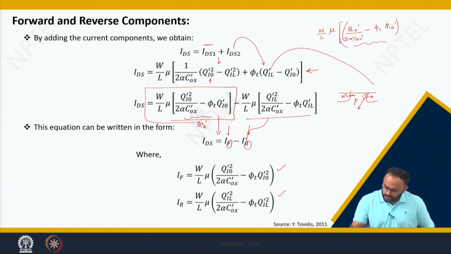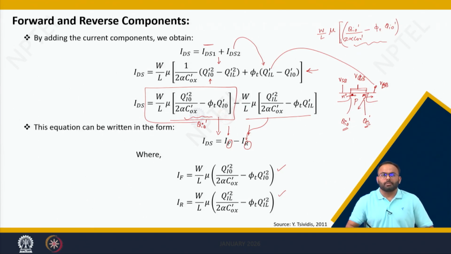Now let us consider you have applied VGB and there is a sufficient amount of Qi dash 0 and Qi L available. If VDB and VSB are the same, it means what? The inversion charge is purely dependent upon VGB, meaning the value here and the value here is the same. So if you find this value and this value are exactly equal, then ultimately IF is equal to IR.